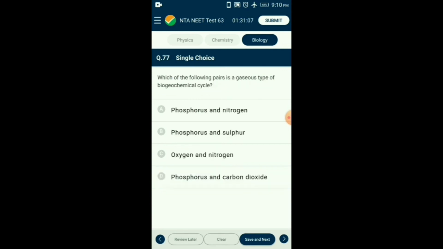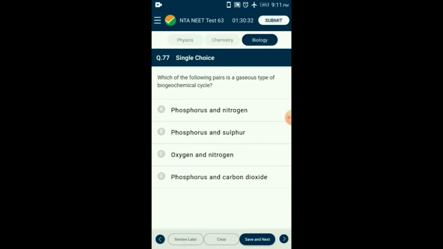Question number 77. Which of the following paths is a gaseous type of biochemical cycle? Biochemical cycles are of two types, gaseous and sedimentary. In a gaseous nutrient cycle, the materials involved in circulation between biotic and abiotic components of the biosphere are gases or vapors, and the reservoir pool is the atmosphere or hydrosphere. Examples: carbon, hydrogen, oxygen, nitrogen, water.